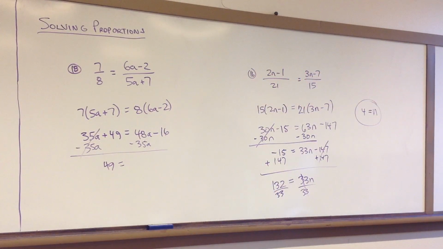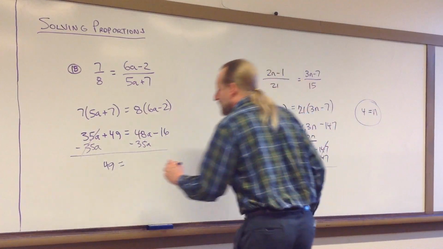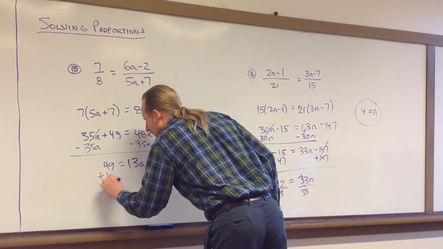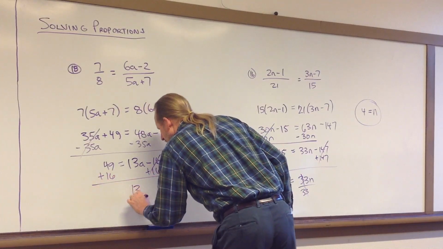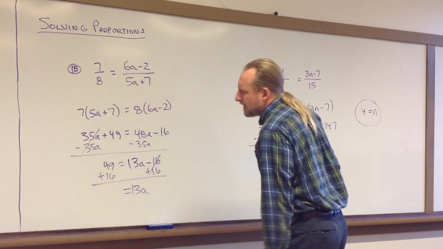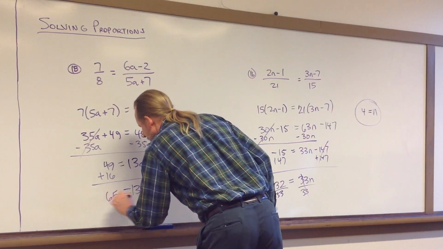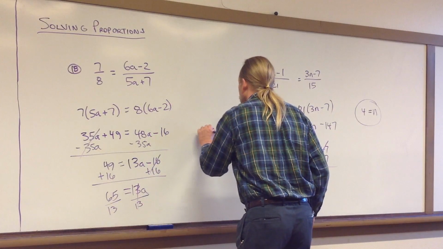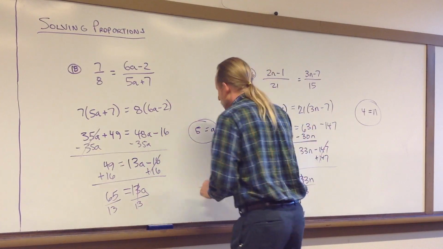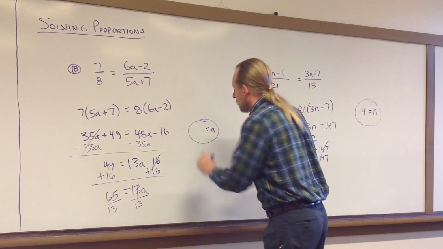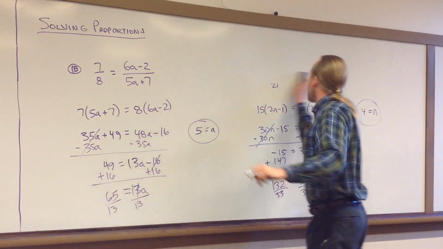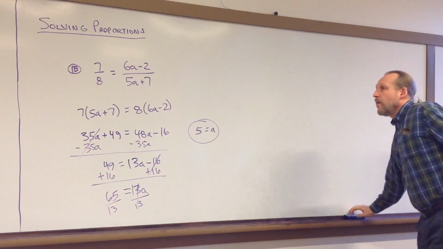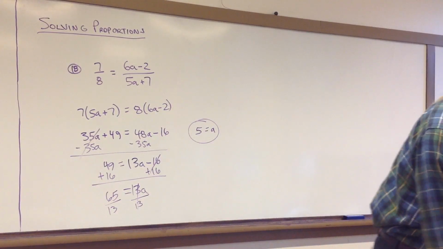Let's see. 48 minus 35, that should leave us with 13a. Add the 16. 13a is going to equal, looks like 65. And if we divide on both sides by 13, a will turn out to be 5. That doesn't look very much like a 5. There we go. Okay, let's see what else we've got here.